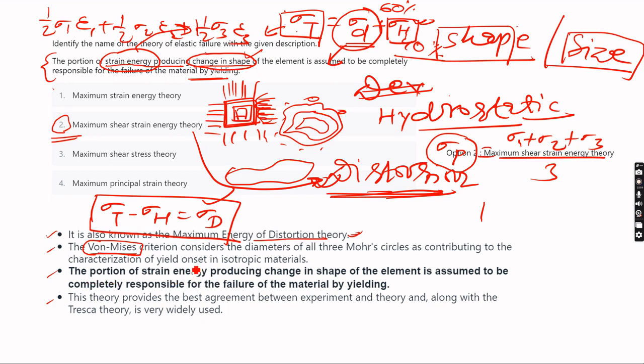The portion of the strain energy producing change in state of the element is assumed to be completely responsible for the failure of material by yielding. Okay, so this statement, what they are telling, completely yielding. This theory provides the best agreement between experiment and theory, and along with the Tresca theory is very widely used. So this is one of the best theories, which gives results not exact we can say, but very close to the experimental and the theoretical part.